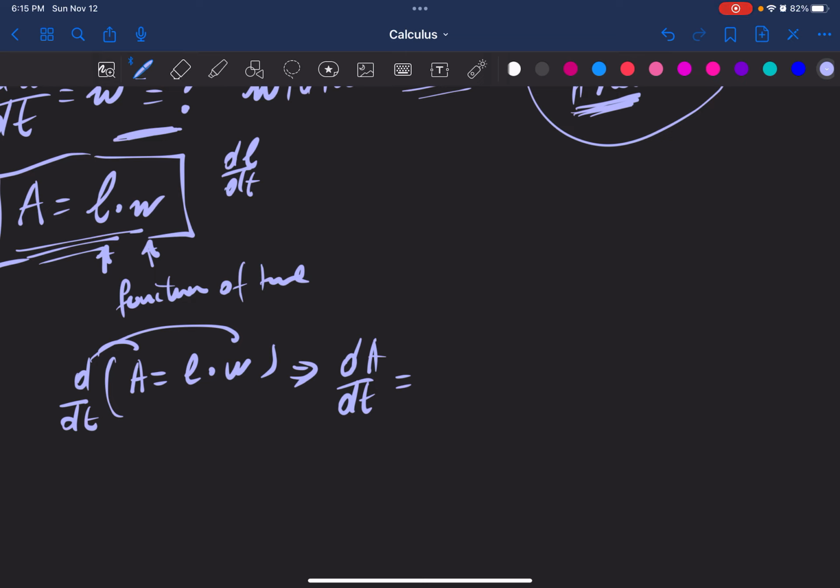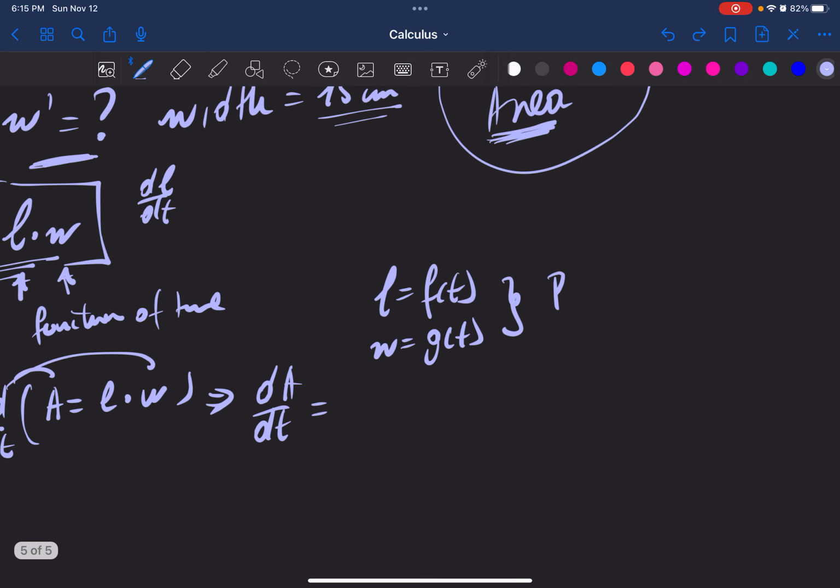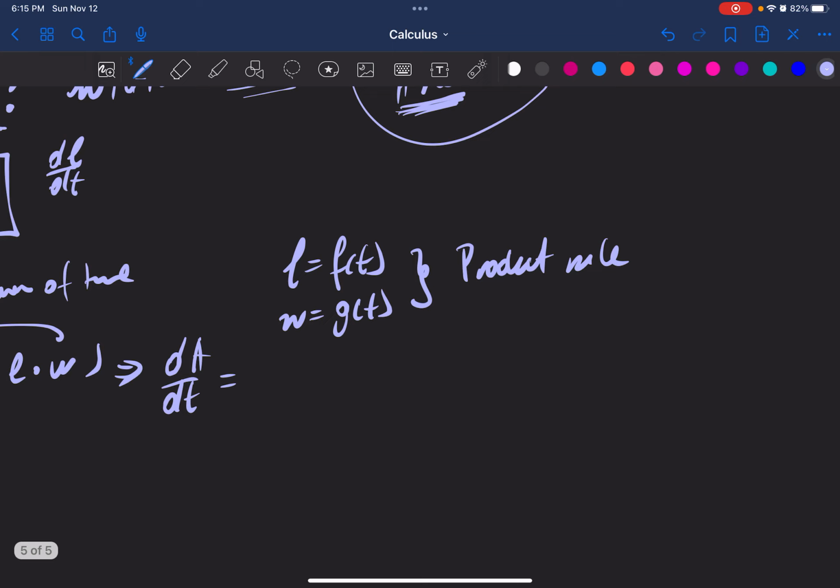So remember that we're saying that L is the same as f of t and W is the same as g of t. So how do I differentiate this? I'm going to use the product rule because I am having a function multiplied by a function. What does the product rule say? I have to do f prime of t multiplied by g of t plus g prime of t multiplied by f of t.